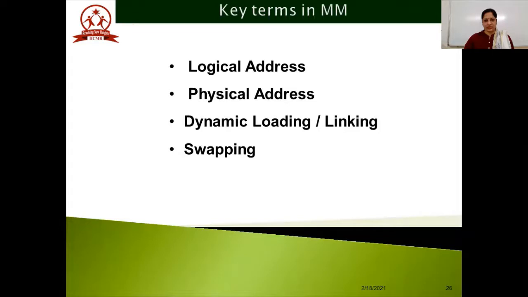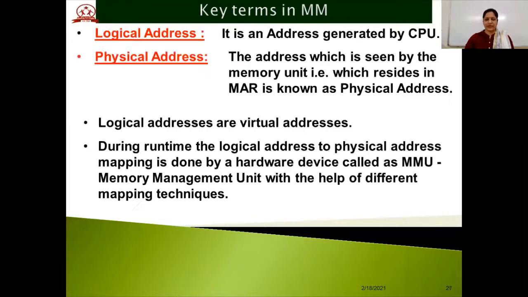Now, let us have a look at certain key terms which are used in memory management of operating system, such as what you mean by logical address, what you mean by physical address, what is dynamic loading or dynamic linking, and swapping. So let us try to understand first why these two addresses are there. Basically, a logical address is nothing but the virtual address, which is generated by the CPU only for the time the process wants to execute. And the physical address is the address which actually points to the actual memory location in the physical memory, that is your main memory, that is your random access memory.